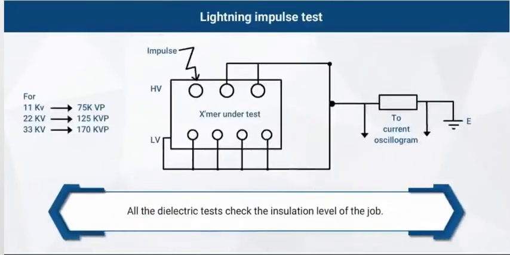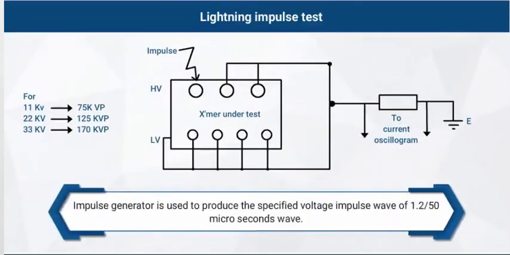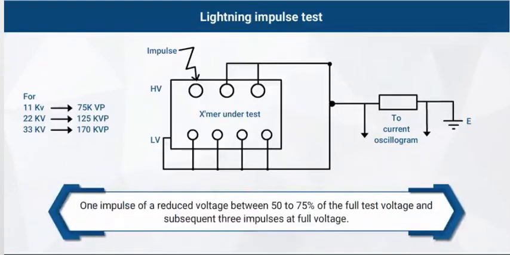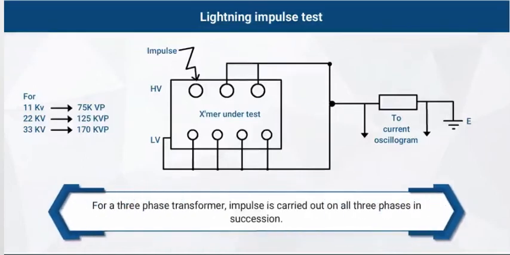Lightning impulse test. All the dielectric tests check the insulation level of the job. Impulse generator is used to produce the specified voltage impulse wave of 1.2 upon 50 microseconds. One impulse of a reduced voltage between 50 to 75% of the full test voltage and subsequent 3 impulses at full voltage. For a 3-phase transformer, impulse is carried out on all 3 phases in succession.